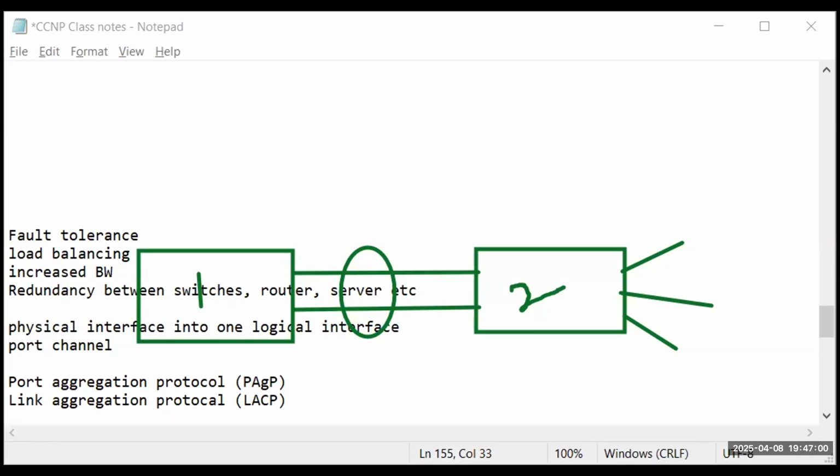So what about PAgP and LACP? PAgP is the same, with this protocol we also achieve the EtherChannel configuration. PAgP is the Port Aggregation Protocol, a Cisco proprietary protocol. Link Aggregation Control Protocol is again an EtherChannel protocol, but it is non-Cisco proprietary and can be configured on any switches. How to configure them? I'll tell you the commands.